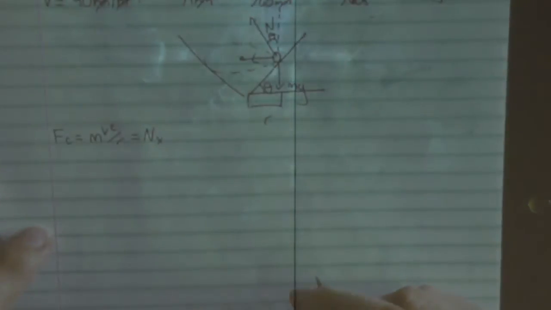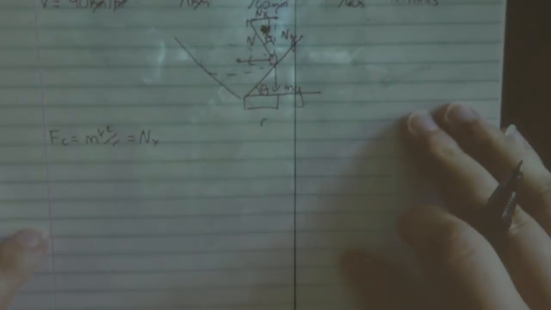So we know that our centripetal force here, which is mv squared over r, will be equal to the horizontal component of our normal force, Nx. Or, since this will also be Nx, N sine of theta. It's our opposite side, right? Probably should put this N up here. This will be Nx and Ny. So this will be N times sine of theta.